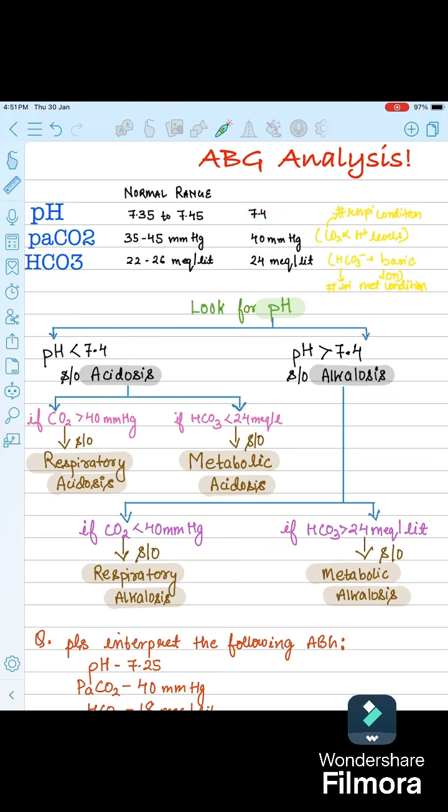Whenever you talk about CO2, you have to know one thing, that it is always associated with a respiratory condition. Whenever the CO2 levels are deranged, it is associated with respiratory problems. And also CO2 is directly proportional to H plus levels. Similarly, when we talk about HCO3, HCO3 is a basic ion. So you have to remember that it is always associated with metabolic conditions whenever it is deranged.